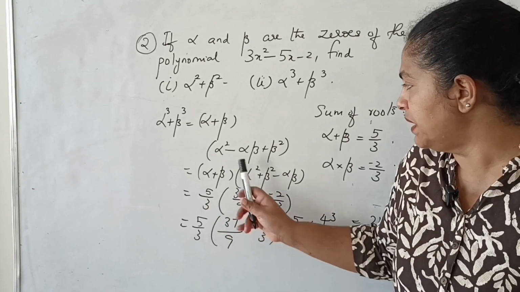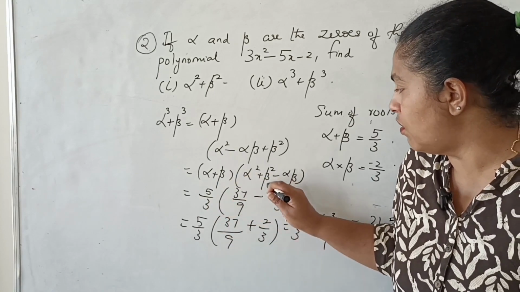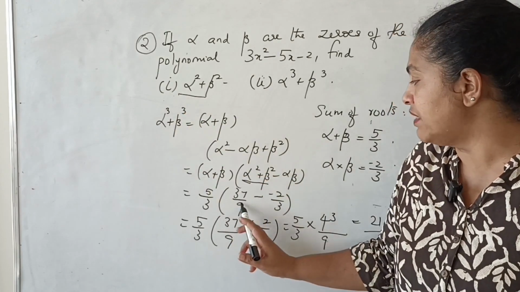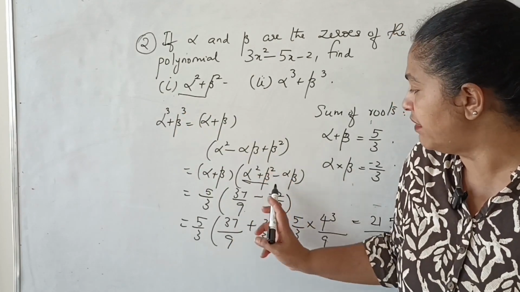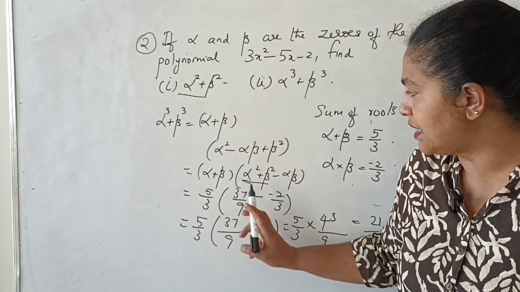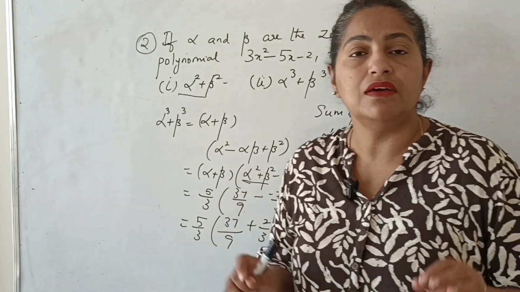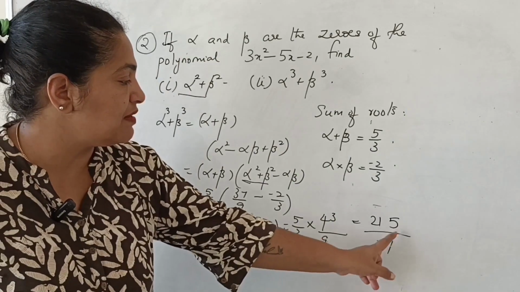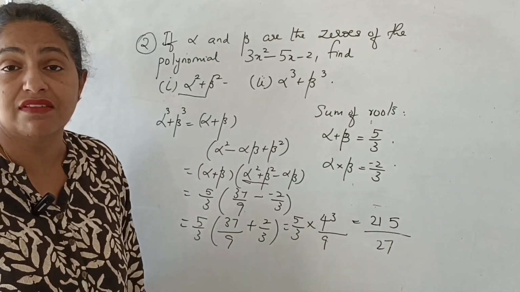Okay. Now I am grouping alpha square and beta square because I already found this value when I was doing part 1. I know that value is 37 by 9. I know the value of alpha beta as minus 2 by 3. I know what is alpha plus beta. Now it is basic number crunching and you will finally get the answer as 215 by 27.